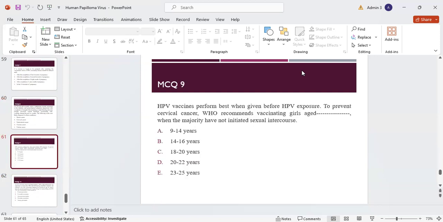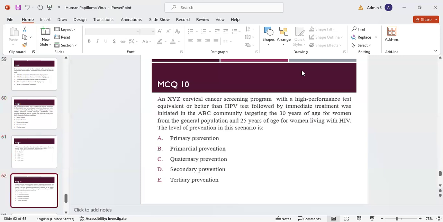HPV vaccines perform best when given before HPV exposure to prevent cervical cancer. WHO recommends vaccinating girls at an age when the majority have not initiated sexual intercourse. Should this age be option A, 9 to 14 years? Option B, 14 to 16 years. Option C, 18 to 20 years. Option D, 20 to 22 years. Option E, 23 to 25 years. A is the right answer.